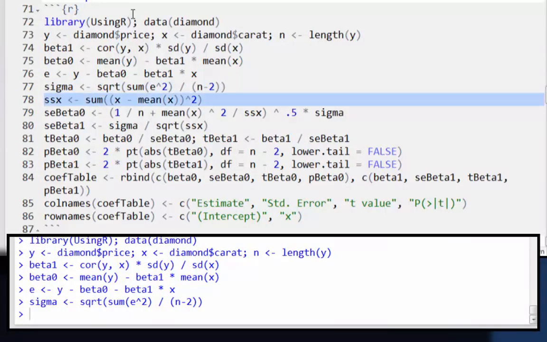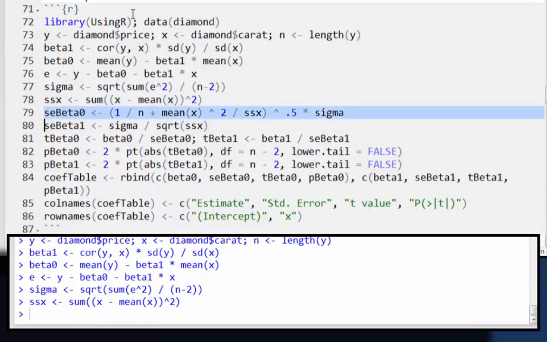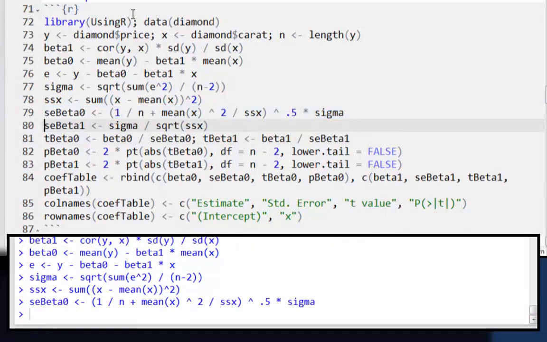My sum of squares of x's is just the numerator of the variance calculation, but let's just do it directly. It's x minus its mean, squared, and adding those up. So let me get that. And then my standard error for my beta naught, for my intercept, if I just simply plug into the formula, there I've written it out.